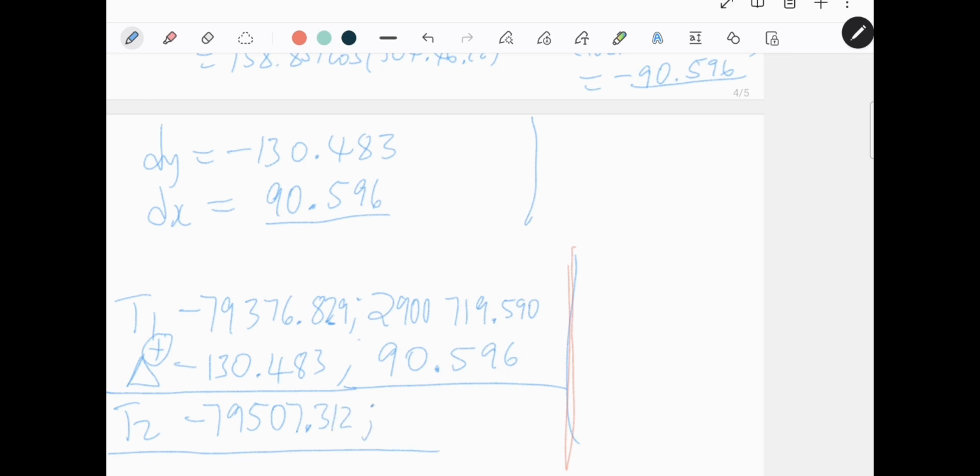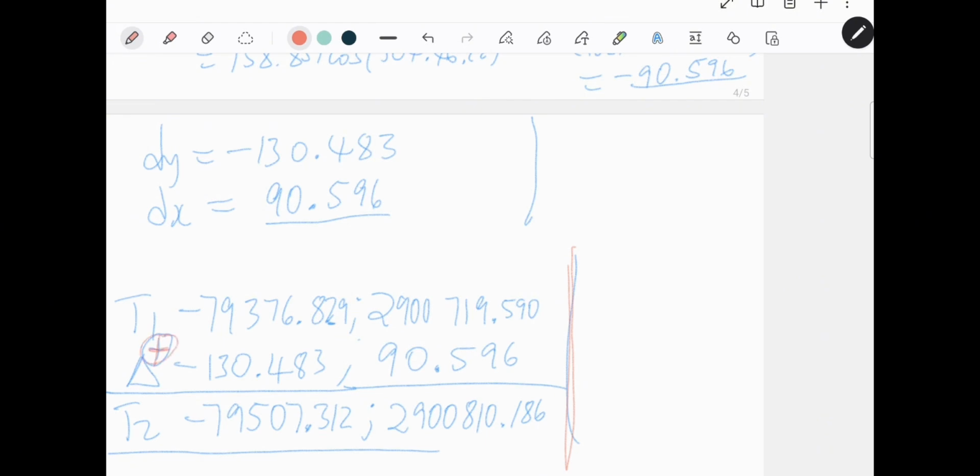Then you come to that side, you have 2,900,719.590 plus 90.596. So we're getting 2,900,810.186. So those are your coordinates for what? For T2. So now you have your coordinates.